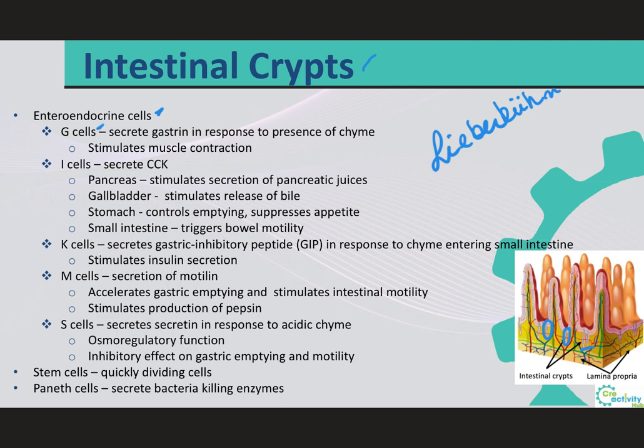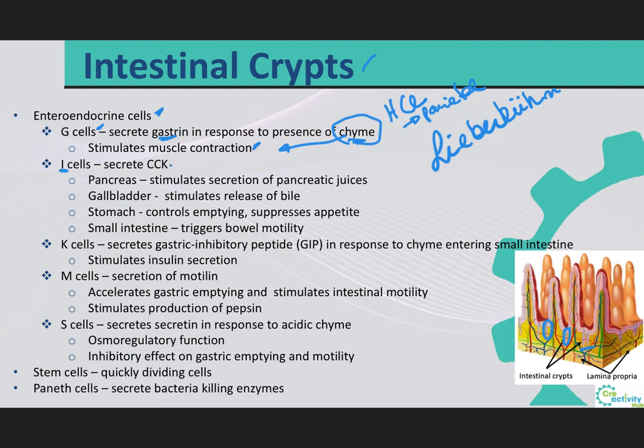First, we have what we call the G cells. These we already saw are also present in the stomach, and they will secrete the hormone gastrin in response to the presence of chyme in the stomach. And remember that in the stomach, it stimulates the release of hydrochloric acid by the parietal cells. And also in the stomach, but now in addition in the duodenum, it will also stimulate muscle contraction. And it makes sense. Since this hormone is released in the presence of chyme, then it will help in the digestive process.